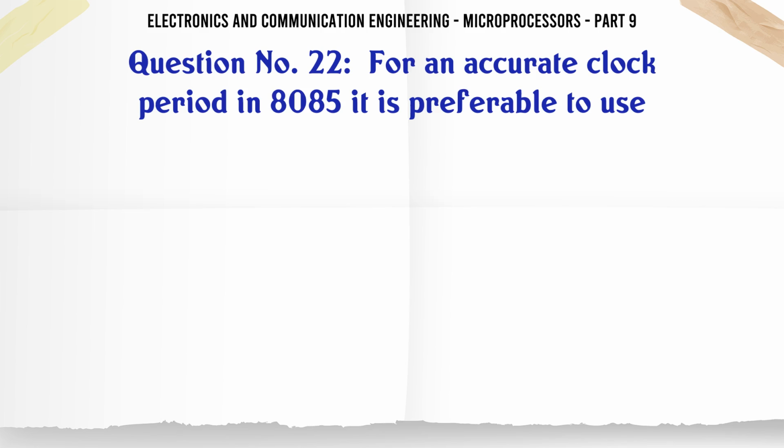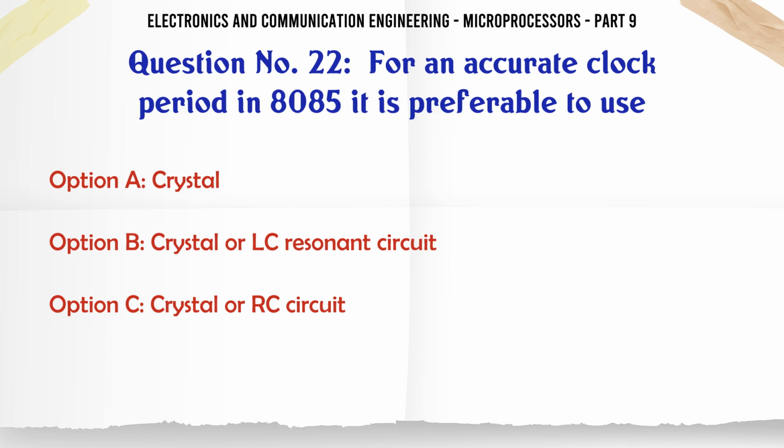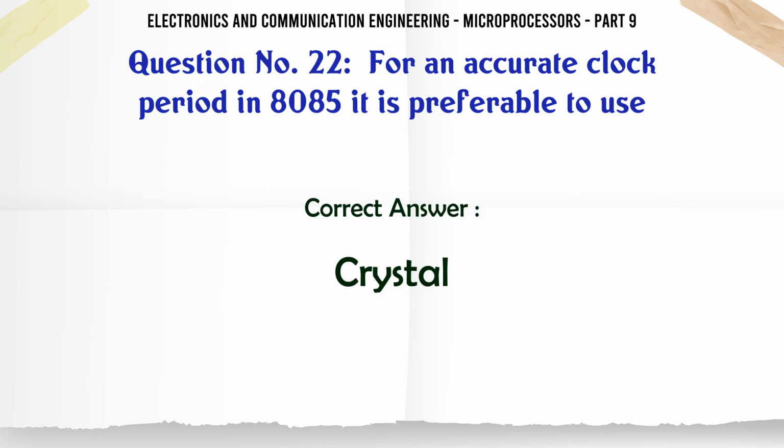For an accurate clock period in 8085, it is preferable to use A. Crystal, B. Crystal or LC resonant circuit, C. Crystal or RC circuit, D. LC or RC circuit. The correct answer is crystal.